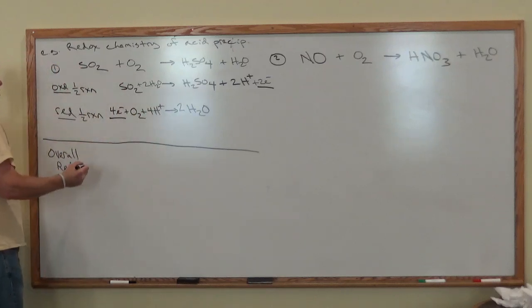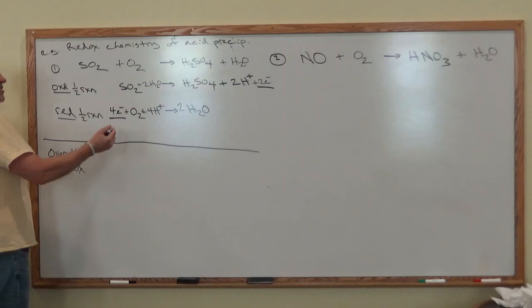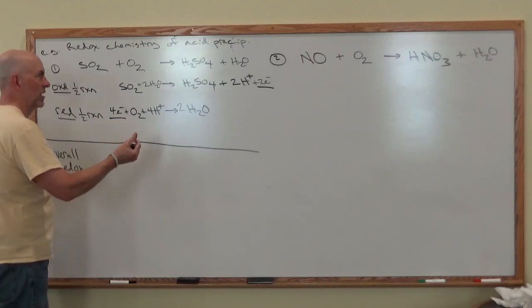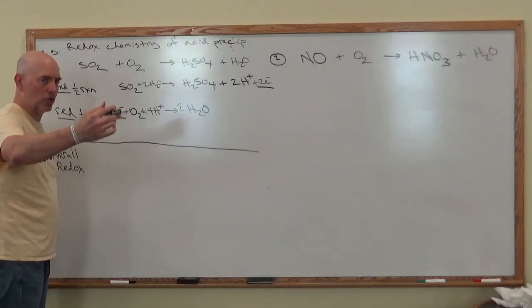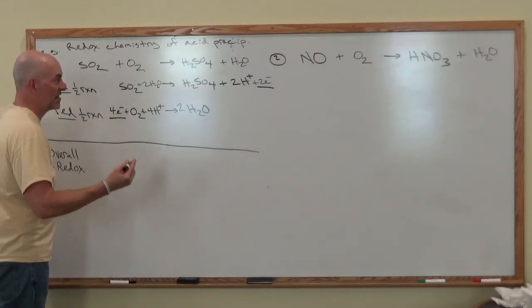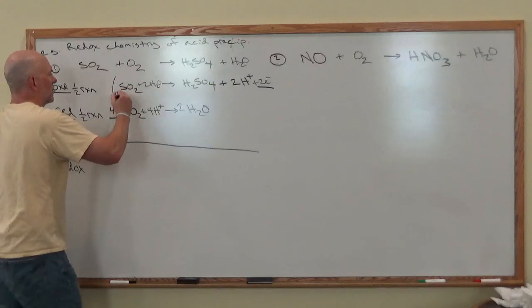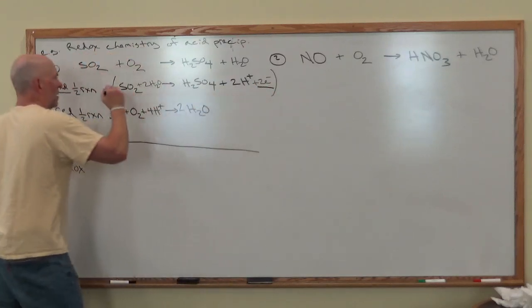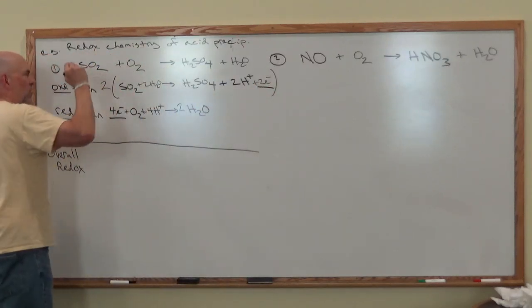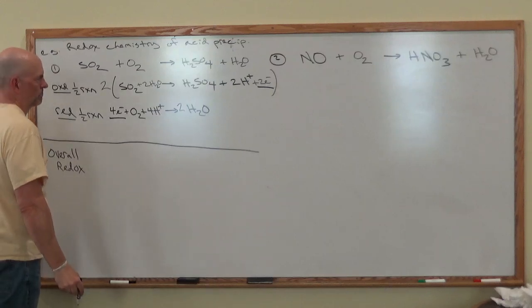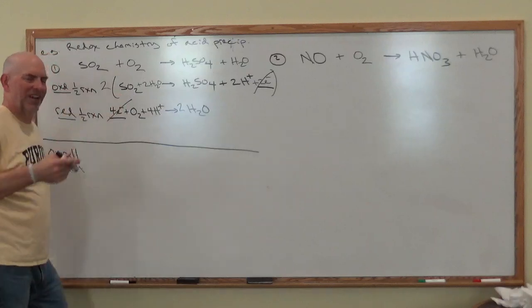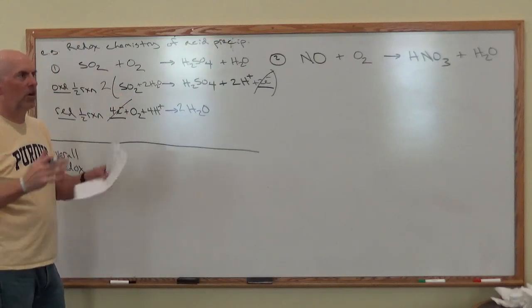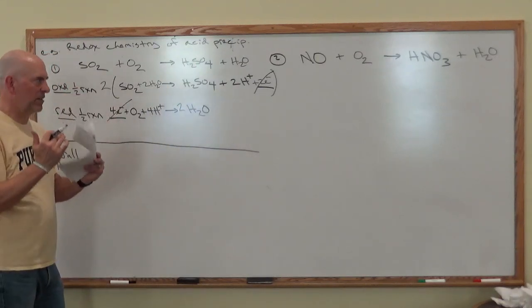To add them overall, you add them such that the electrons cancel. This is like a battery. The electrons produced are equal to the electrons used. It's a cycle, so they have to be the same. You can't have 2 and 4. So we just do this move. We take every coefficient here and multiply by 2. The electrons then cancel, but not really cancel, they're just the same. That which is lost is gained.